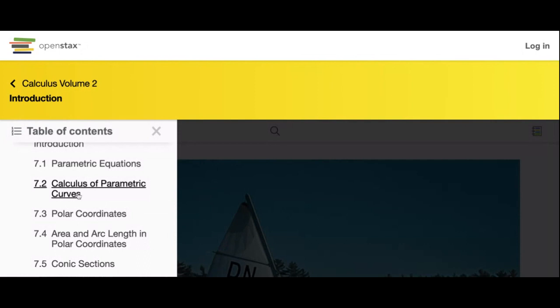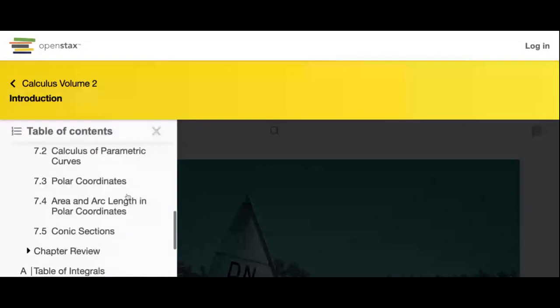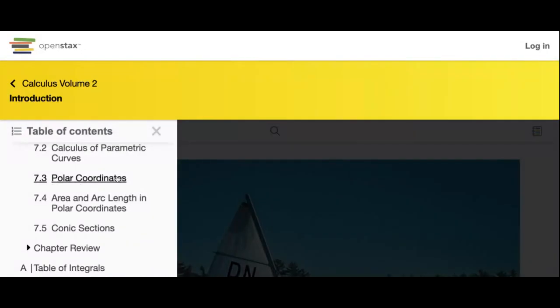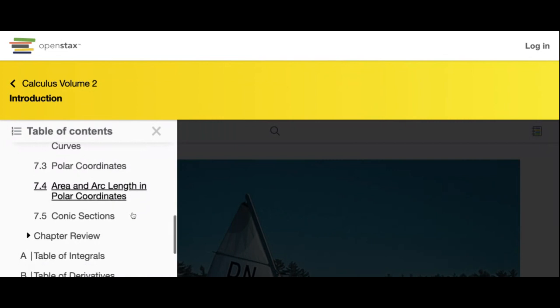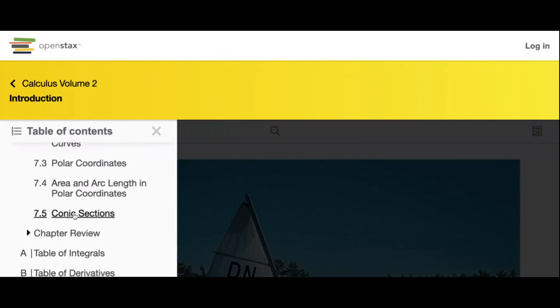So today we're going to talk about the calculus of parametric curves. Then we're going to cover polar coordinates, and talk about the area and arc length in polar coordinates. We're not going to talk about conic sections. I don't think conic sections are on the syllabus.